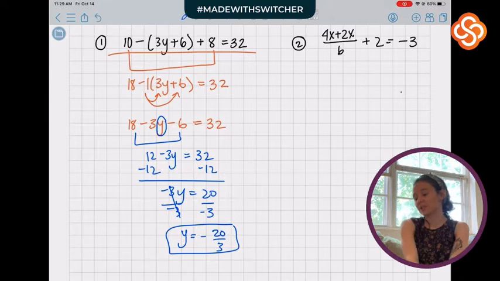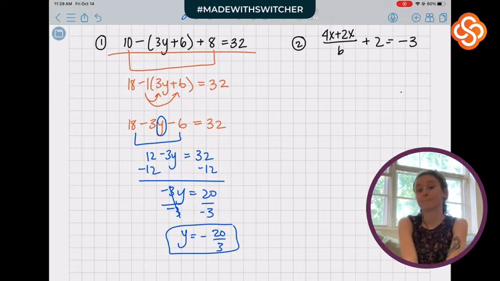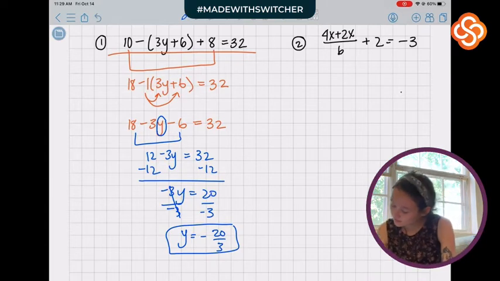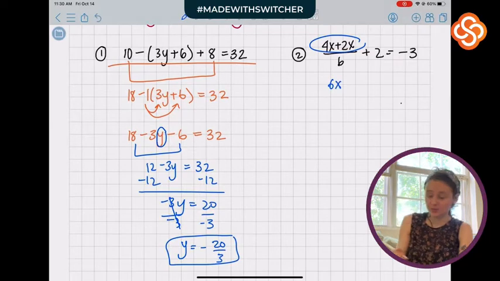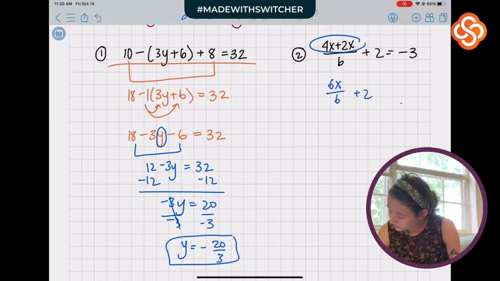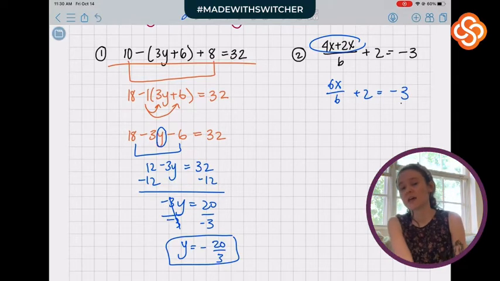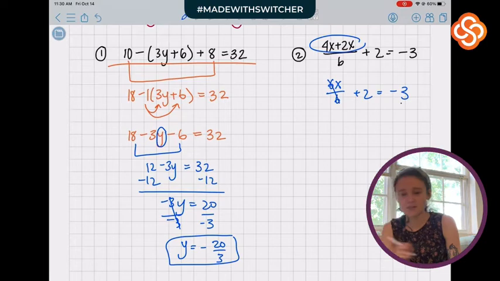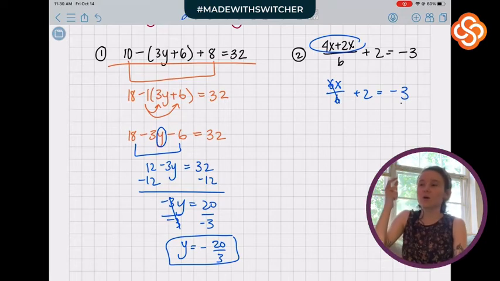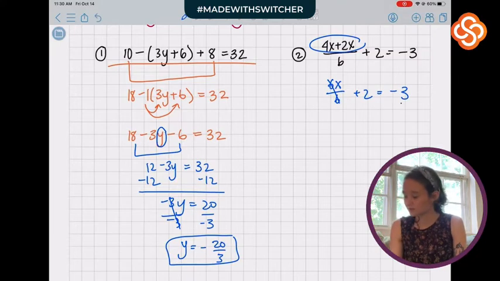So what do you notice in the next one? Can you combine any like terms? Yes, I can. I'm going to combine these. 6x, because 4x plus 2x is 6x, divided by 6 plus 2 equals -3. Now, I purposely put this question here because there's something really obvious you can do here, which is 6x divided by 6. These 6's can just cancel. So you don't even need to think like, oh, let me multiply by 6 to get rid of it. Don't even do it. Just do that.